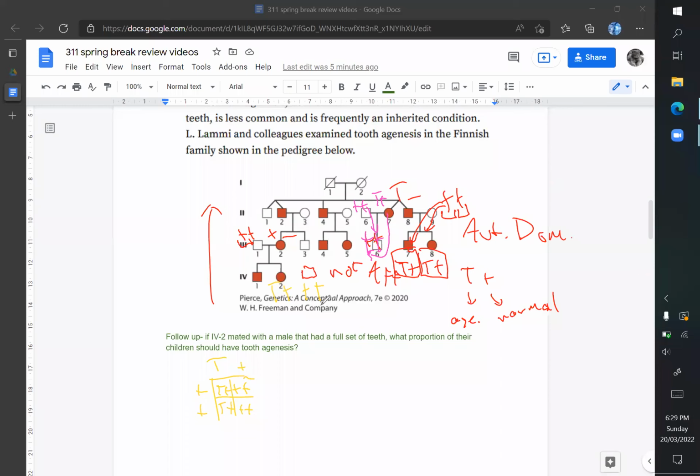And so we see that because it's autosomal dominant, any dominant allele, capital T, is going to have tooth agenesis. So we see the capital T here and capital T here. That is 2 out of 4 total individuals. And therefore, 50% of the children of individual 4-2 and 4-3, who's unrelated, are going to have tooth agenesis.